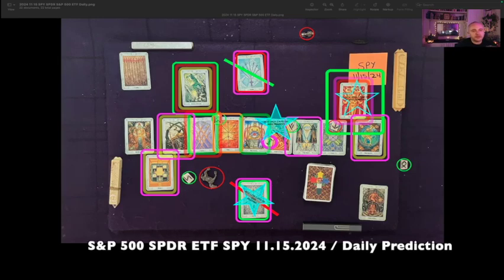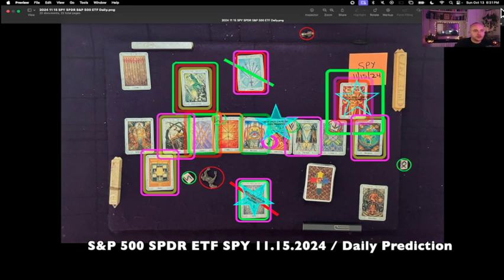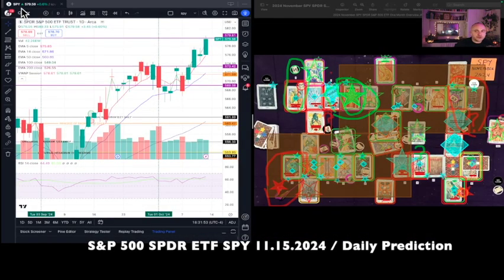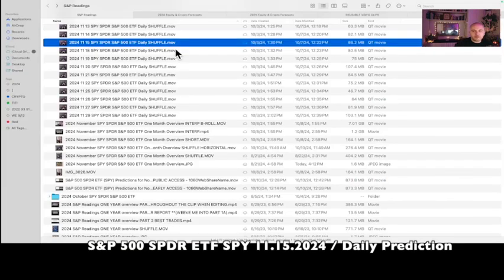This is the S&P 500 SPDR ETF SPY one-day reading for November 15th, 2024. It's currently October 13th, 2024, 6:31 p.m. Eastern Time. SPY at the time of this reading is $579.58. That's USD. The shuffle video for the November 15th reading was created on October 3rd, 2024 at 1:30 p.m.